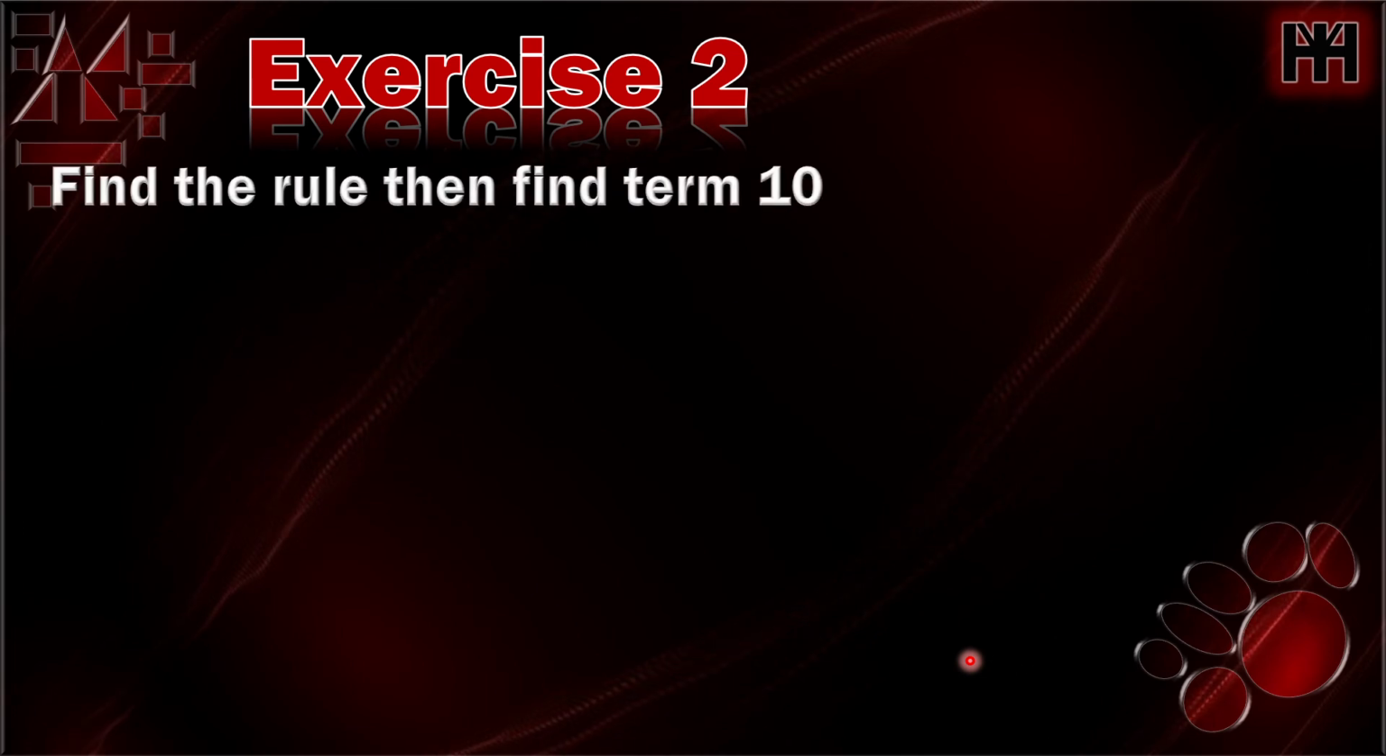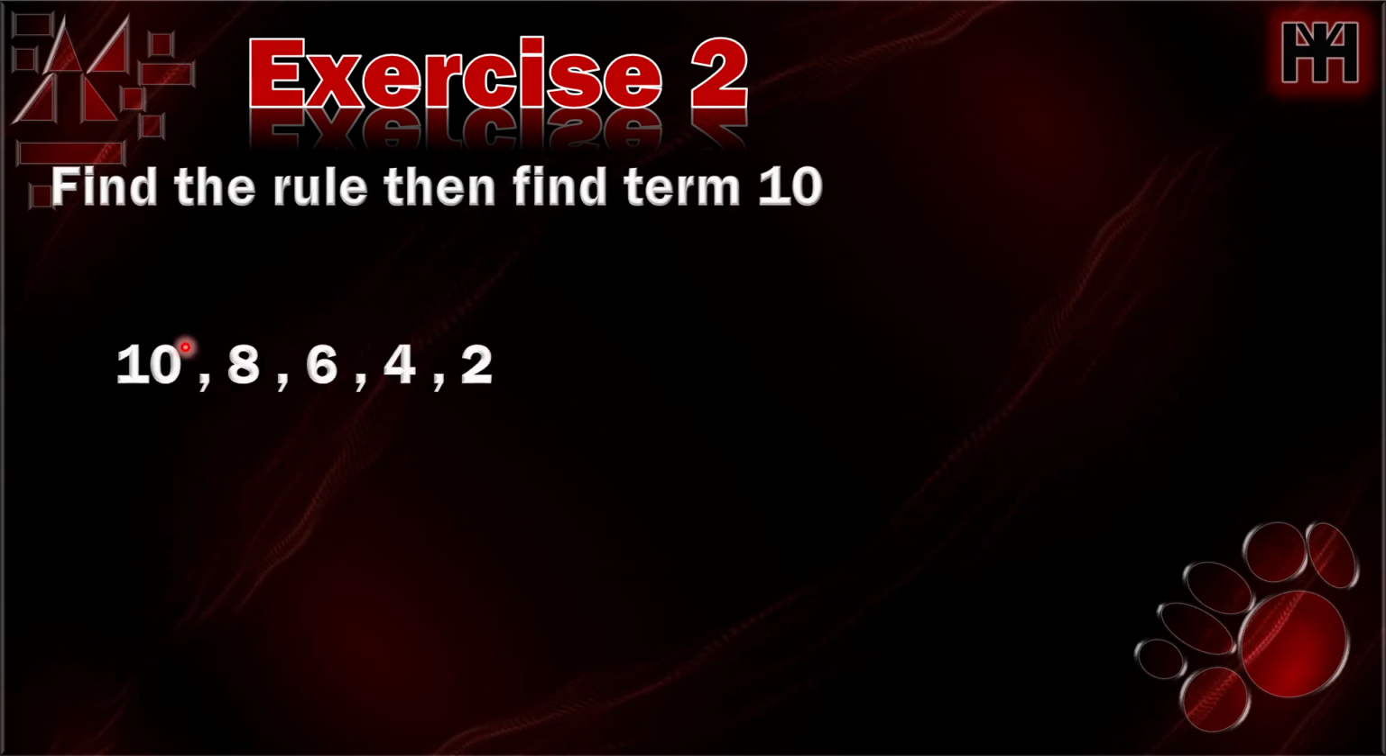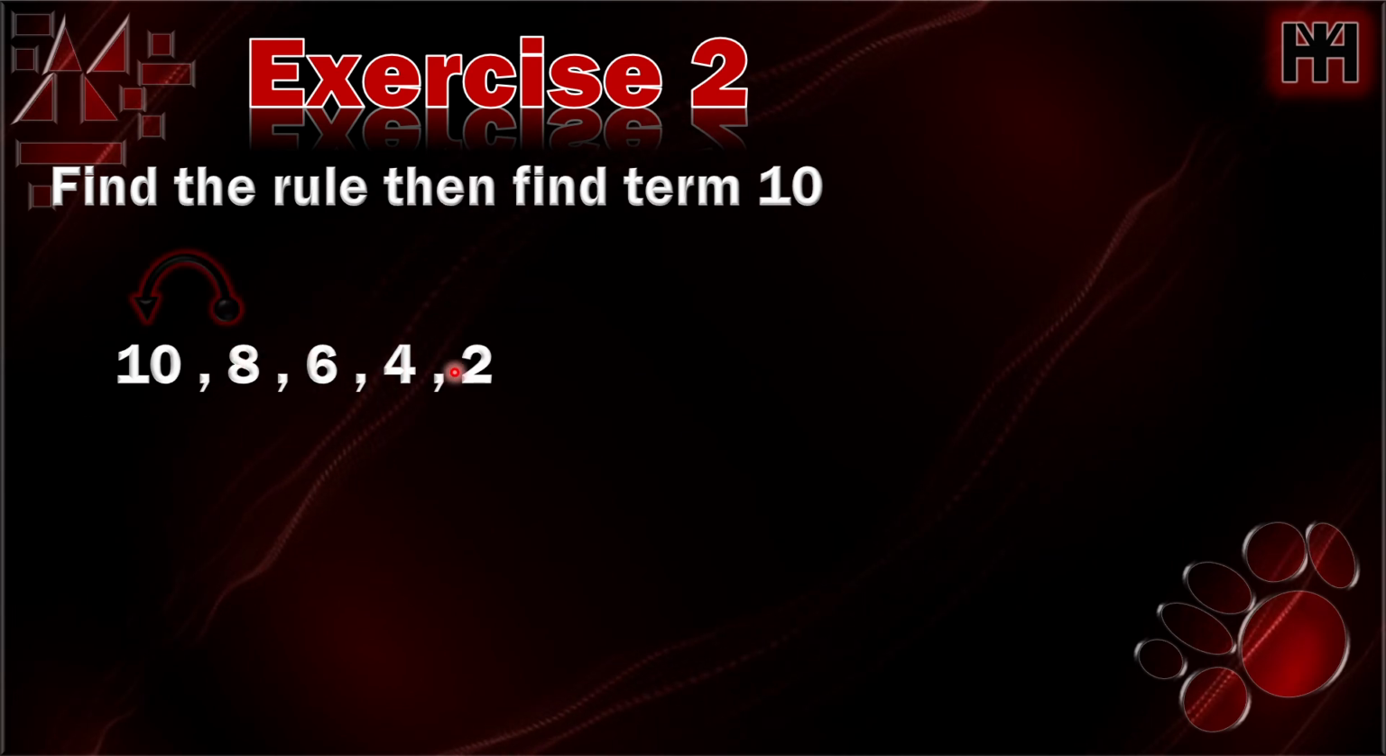Exercise 2. Find the rule, then find term 10. Okay, we have 10, 8, 6, 4, 2. To find the rule, you'll do the same. We have 8 minus 10. Subtract the first from the second. So the result will be minus 2.